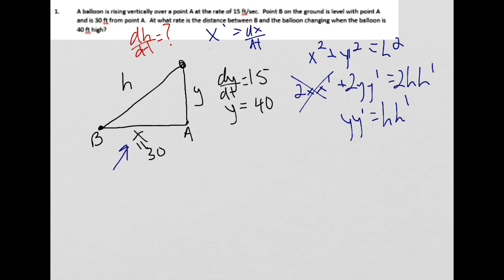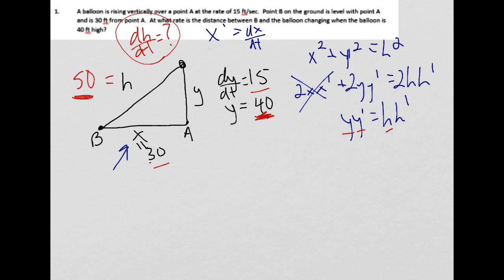Alright, next thing I'm going to do, I'm going to come over here and look at this triangle. I got 40 and I got 30. Notice 3 times 10, 4 times 10. What's this going to be equal to? 5 times 10. It's a 3, 4, 5 triangle. So h is equal to 50 at my snapshot. Remember, this is a snapshot number, so that makes this a snapshot number since I used this to get that. Alright, so at this point, I know h, that is 50. I know y, that's 40, and I know dy/dt, y prime, is equal to 15.